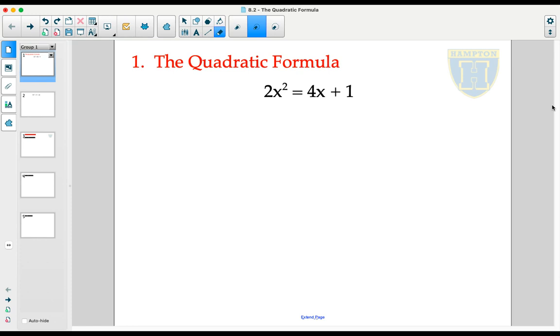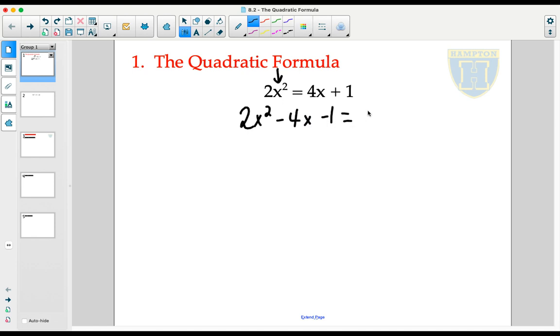The quadratic formula gives us a strategy for solving any quadratic equation, provided that we're able to satisfy some initial conditions. The two main initial conditions are we want to ensure that our equation is actually quadratic, and we check that by making sure we have a square term. And the second condition is that we set our equation equal to 0.